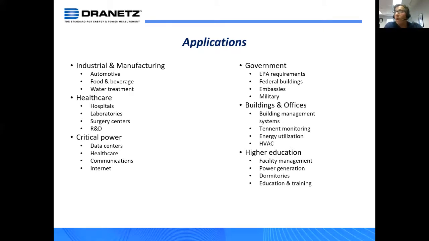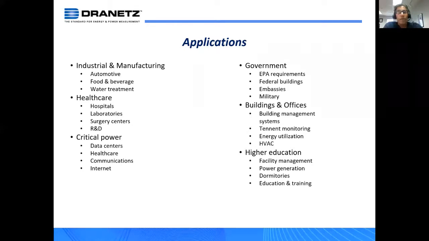Government, EPA requirements, federal buildings, embassies, military applications. We even have shipboard applications for our products that are certainly within the scope of DranSCADA. Buildings and offices. So managing your building, managing tenants, whether it be residential or commercial, for retail or office space, whatever it may be. You get a handle on what the energy utilization is. Do I have the capacity in my building, and what are each of my tenants consuming, so I can make sure that they're billed appropriately for their usage. You can look at the environment, HVAC, different things like that.